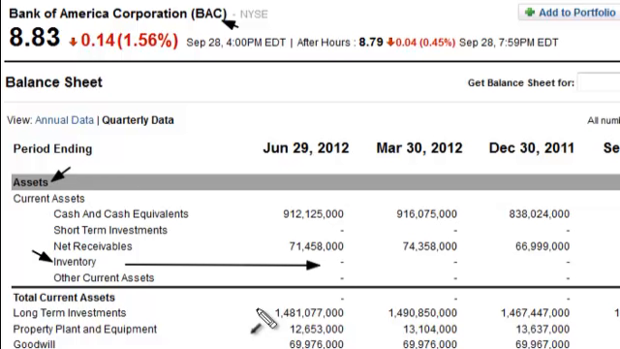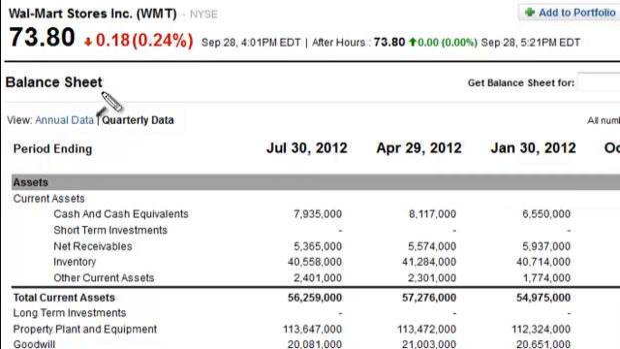But if you're looking at a retail company, let's look at Walmart for example, you will find inventory is a major part of their business. Looking now at the balance sheet for Walmart, you can see that the actual inventory, below the current asset list, is $40 billion. That's a substantial chunk of money, and that's an important element to their overall business strategy.